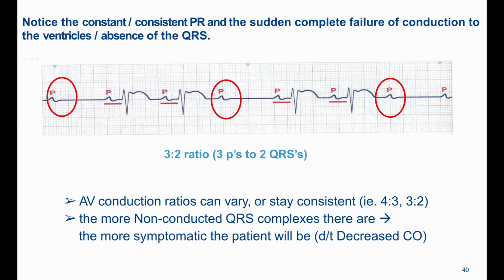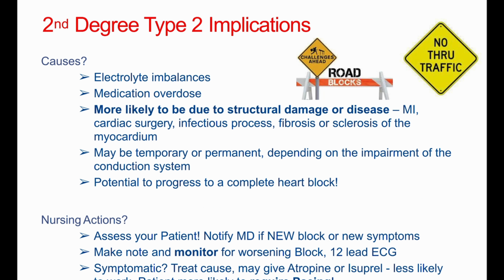The more non-conducting QRS complexes there are, the more symptomatic the patient will be. That means the end result will be decreased cardiac output. Second degree type 2 implications: electrolyte imbalance, medication overdose, and more likely structural damage to the heart or other diseases like MI, cardiac surgery, infectious process, fibrosis, or sclerosis of the myocardium. It may be temporary or permanent depending on the impairment of the conduction system, and has the potential to progress to a complete heart block.